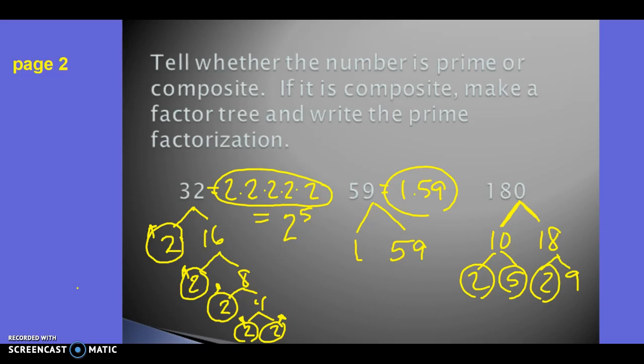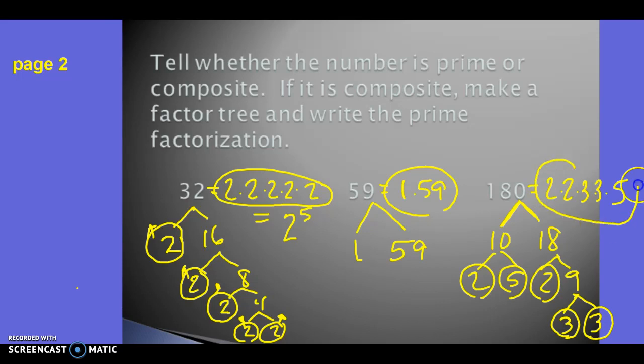Remember, the 2's and 5's are prime, so we circle them. 9 is not, so I keep going. 9 is 3 times 3. Now I have all prime numbers. So my answer is 2 times 2 times 3 times 3 times 5. All the circled numbers make up the prime factorization.